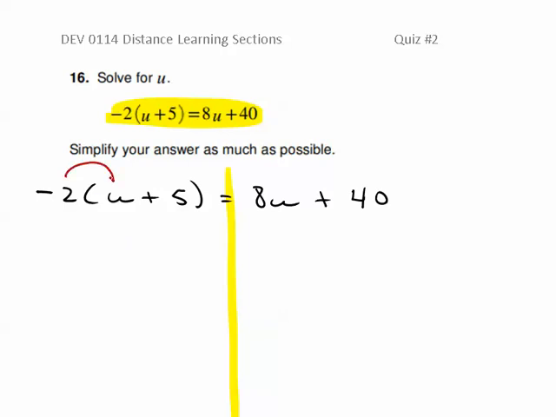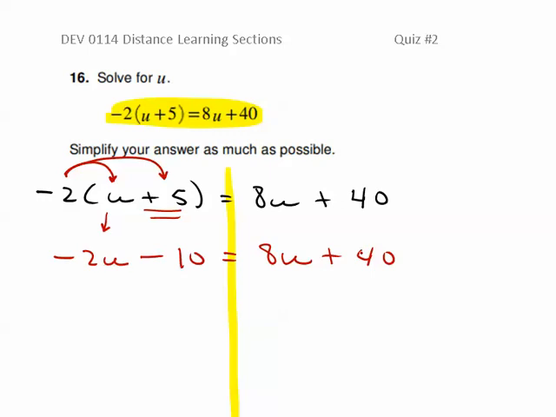Well, on the left-hand side, we can distribute the negative 2. Negative 2 times u is negative 2u. Then we distribute the negative 2 to the plus 5. So negative 2 times 5 is negative 10. On the right-hand side, we're just going to bring those terms down because there's nothing on the right-hand side we can do. So step 1 is done because we cannot simplify either side any further.